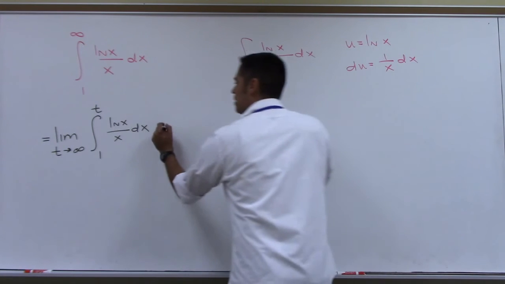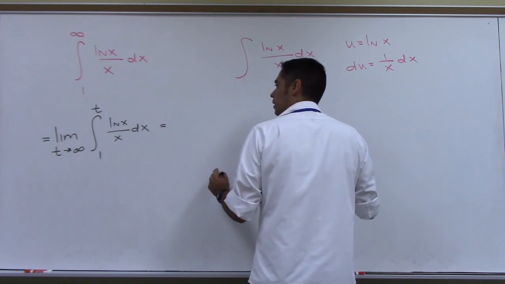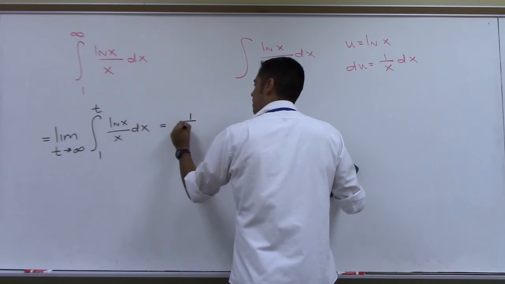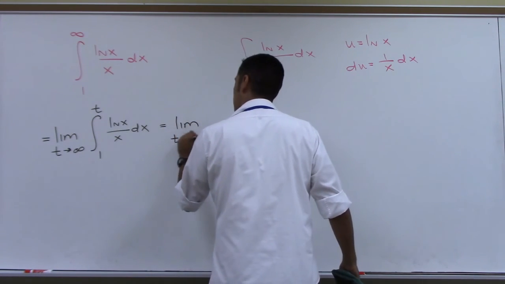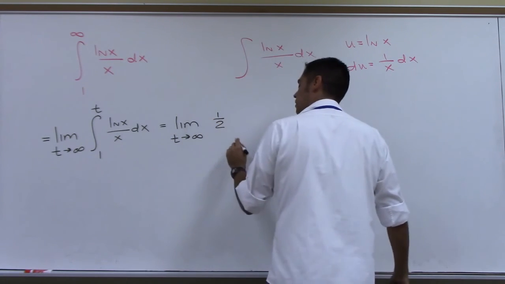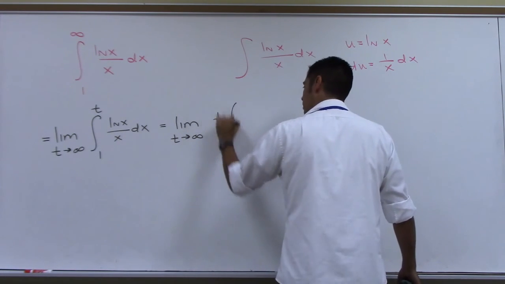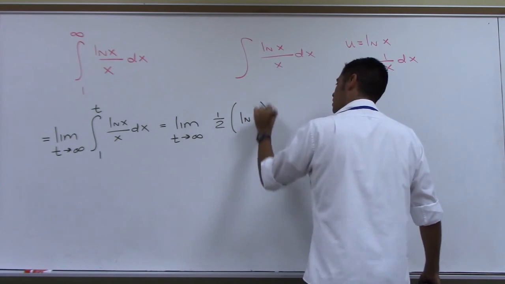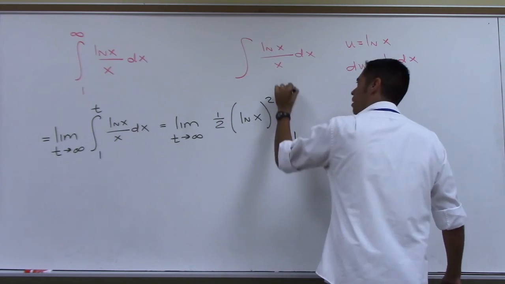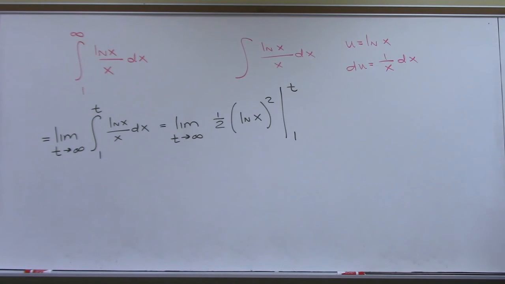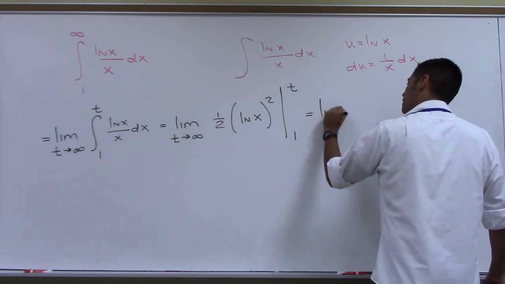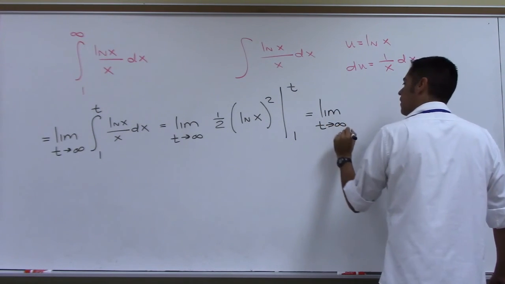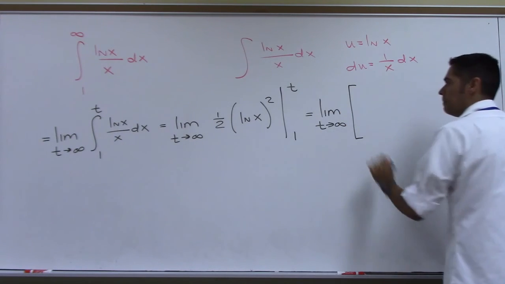And we just said that the antiderivative was 1/2. Oh, wait, I forgot my limit. Limit t goes to infinity, 1/2 natural log x squared from 1 to t, like that. Oh, man, are you kidding me? All right, limit t goes to infinity. All right, let's plug in.